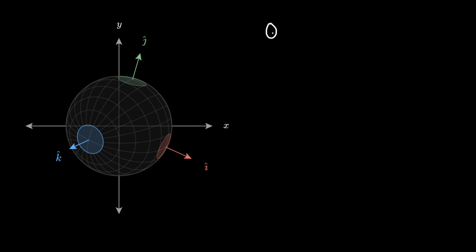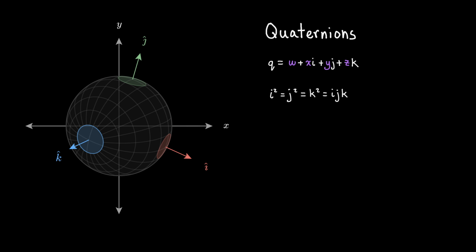When you look up the definition of the quaternion number system, it looks like this. A quaternion is written as w plus xi plus yj plus zk, where w, x, y, and z are real numbers, and the constants i, j, and k have the properties i squared is equal to j squared, is equal to k squared, is equal to i times j times k, which is all equal to -1.